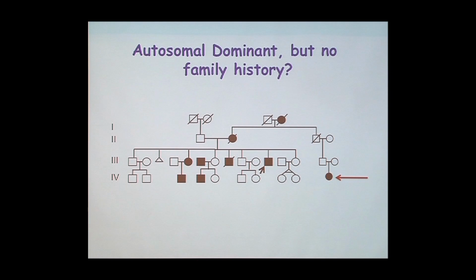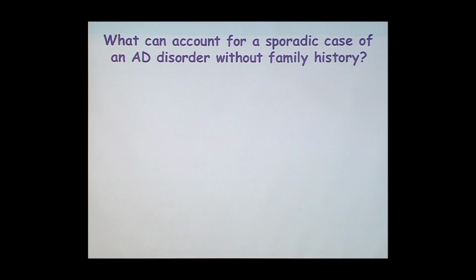All right, so now this is a classic example, again, of an autosomal dominant pattern of inheritance, and we can see that it's in every generation. Over here, however, we see this individual that's affected. Her parents are not affected. Her grandparents are not affected. So how can she have this disease? Let's think about that.